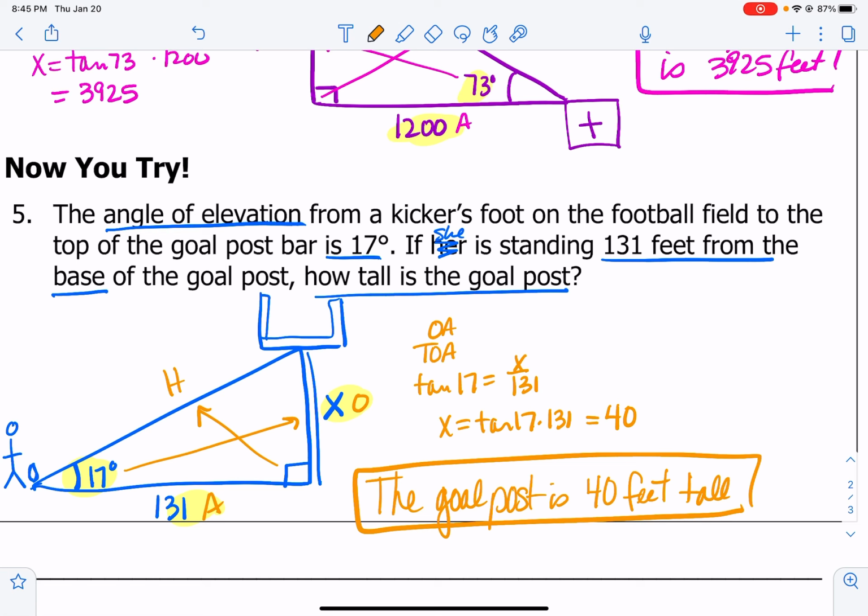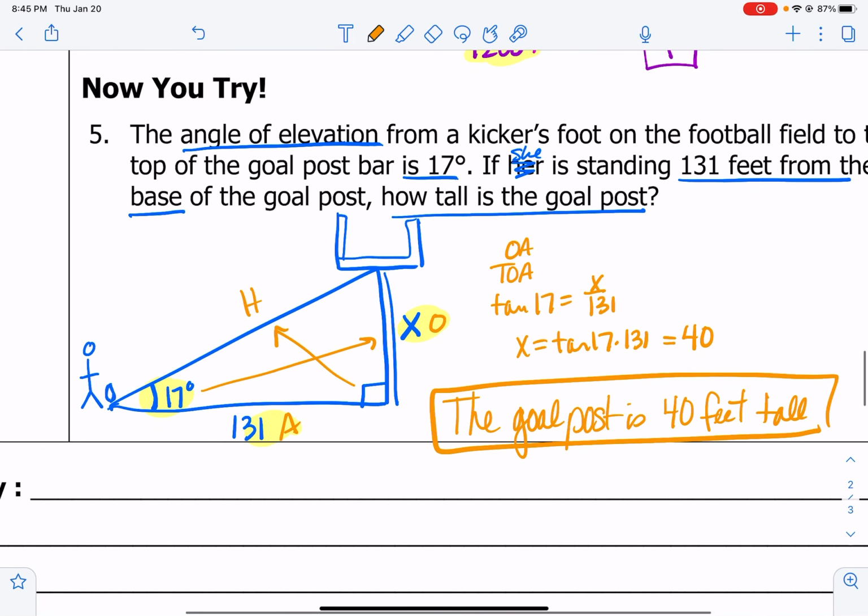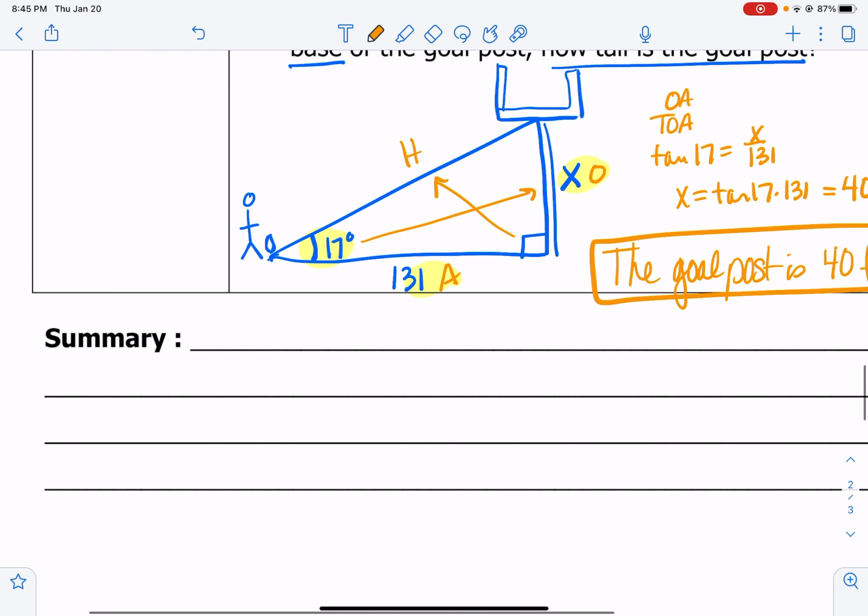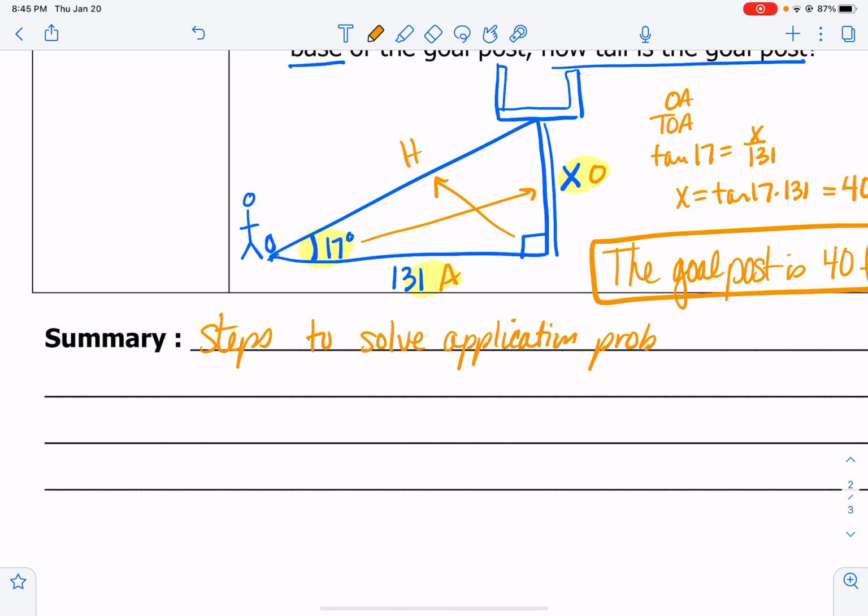So I hope that you can see once you can make the problem fit the right triangle, it becomes much easier to solve. So for your summary, I want you to be able to list the steps to solve application problems, and anything you noticed in this section.